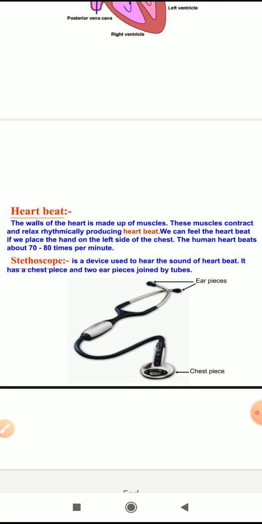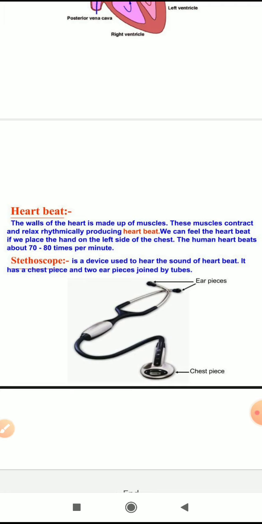What is heartbeat? The walls of the heart are made up of muscles. These muscles contract and relax rhythmically, producing heartbeat. We can feel the heartbeat if we place the hand on the left side of the chest. This is the definition of heartbeat. And the human heart, how many times will it beat? 70 to 80 times per minute.